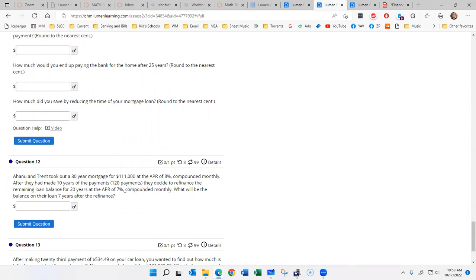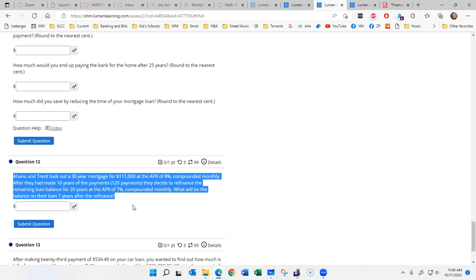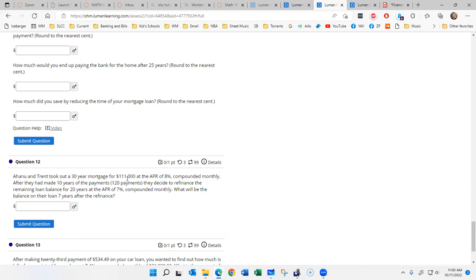This one does say compounded monthly. But then it's after they made payments. So that's plural. So this is not a lump sum because it's more than one payment. There's actually a really interesting problem because you end up running the formula twice. There's two different stages of this. You pay it down for 10 years. And then they want to refinance. And then what's the balance after 7 years of the refinance? That's a hard question, actually.